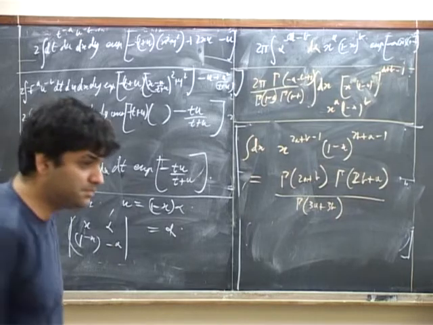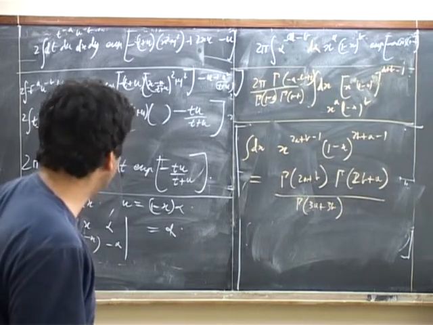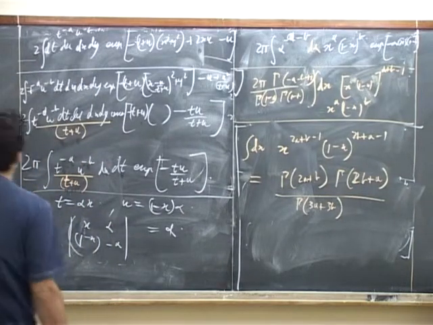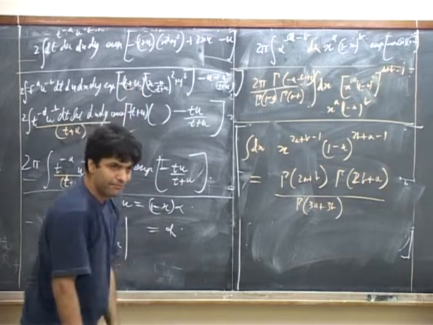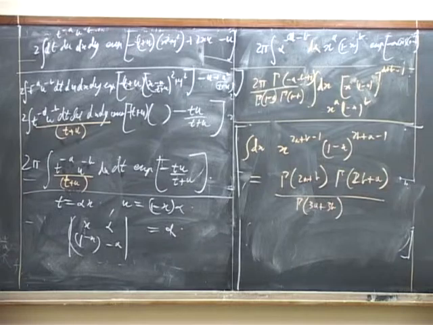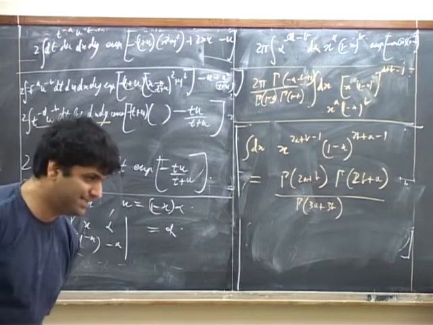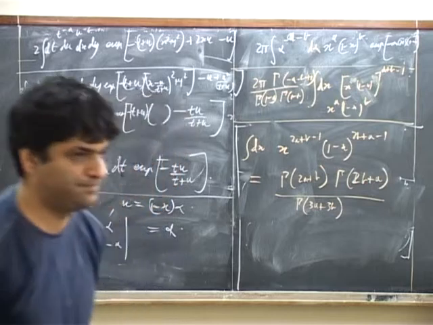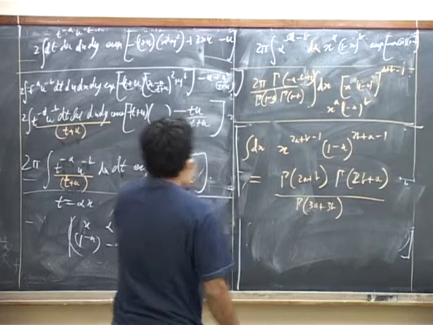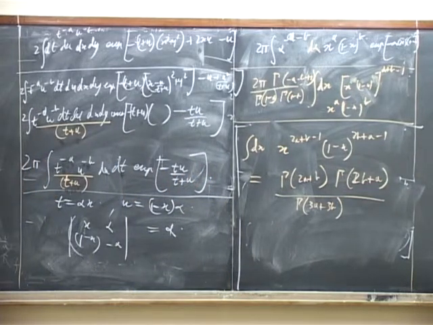What are the ranges of integration? The range of integration for t and u is 0 to infinity. So x goes from 0 to 1, and alpha goes from 0 to infinity. Right? I've messed up on some sign somewhere.